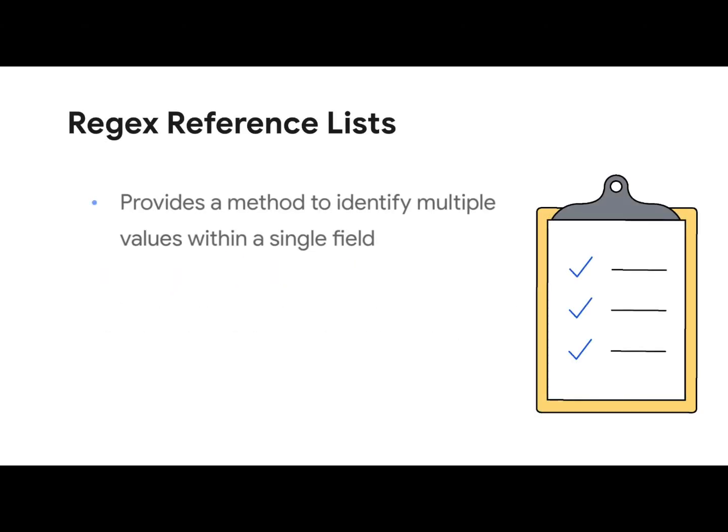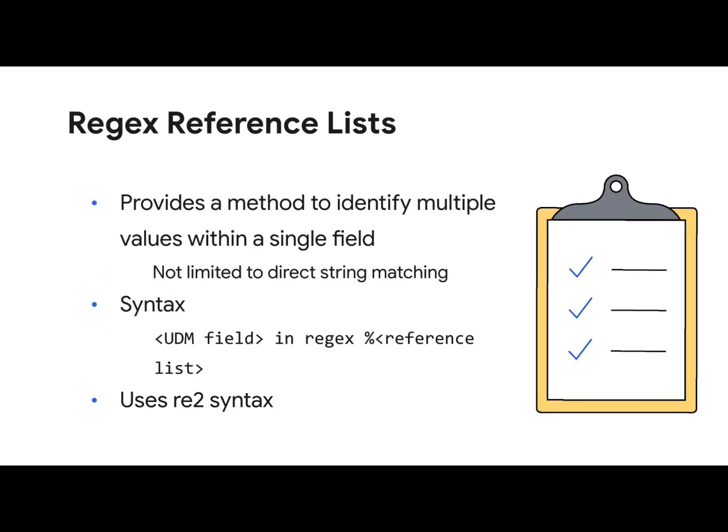Regex reference lists, much like our other reference lists, provide an easy way to identify multiple values within a single field for a rule without having to build an OR statement. With regex reference lists, we're not limited to direct string matches. This can be incredibly handy when working with file paths, command lines, and other values that we need a portion of the value to match rather than the entire value.